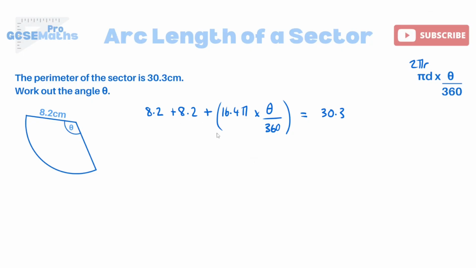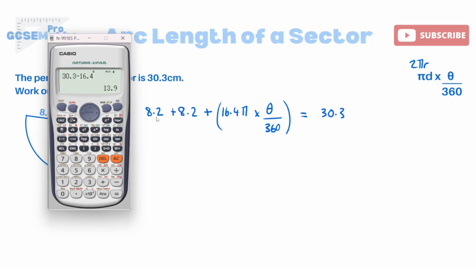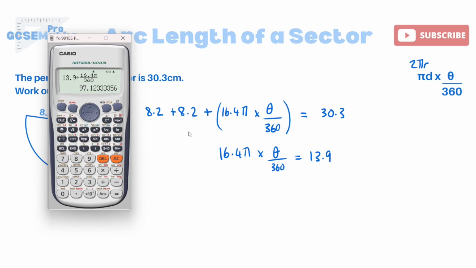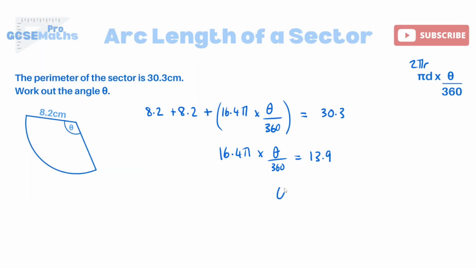Now the only thing that's missing is to find the angle. First of all, I'd subtract the 8.2s. Moving those across gives me 13.9. Now you can do this in different ways. You can divide by 16.4 pi first, you can times by 360 first, or you could divide by those two as a fraction of each other. It doesn't really matter. I'm just going to take them as a whole fraction and do it in one step. So the actual angle should be 97.1 degrees, rounded to one decimal place. And there we are. So again, just set up the formula based on the context and rearrange.